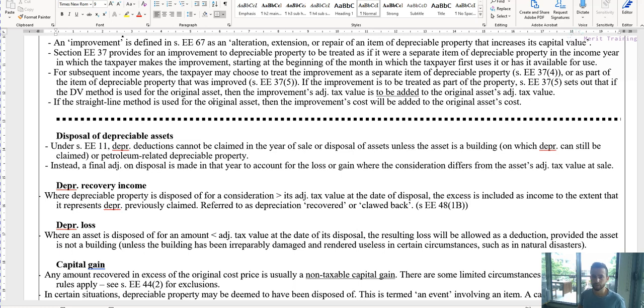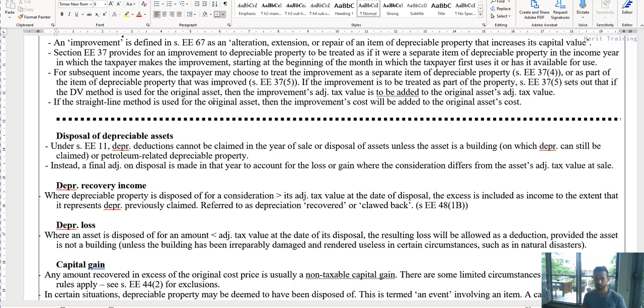Depreciation deductions cannot be claimed in the year of sale or disposal of assets unless the asset is a building. So in the last year, basically the same year as you sell the asset, you can't claim any depreciation on it. But what happens is there's a final adjustment on disposal made in that year to account for the loss or gain where the consideration differs from the adjusted tax value at sale. So basically, whatever the adjusted tax value is before you do that year of depreciation, you take that amount and you take whatever was paid for the asset, the consideration, and you do an adjustment. What's the difference between the two numbers? And you basically include that amount in your income.